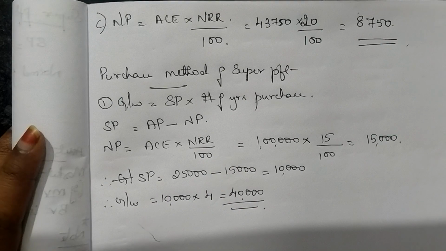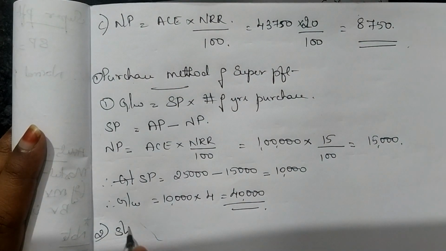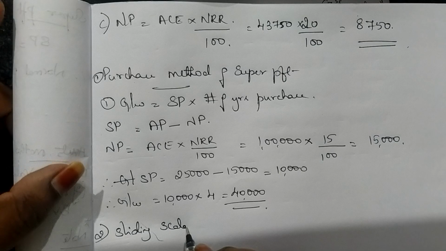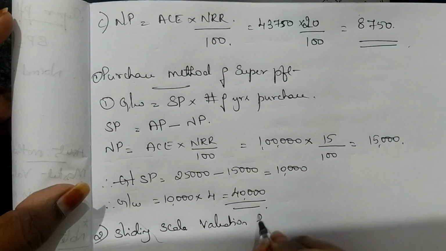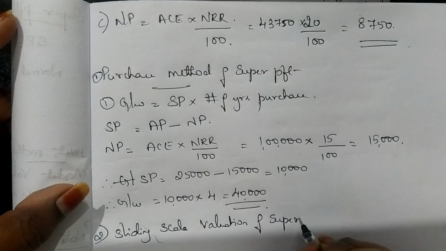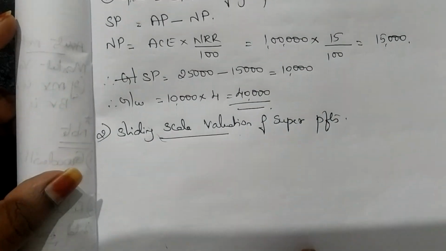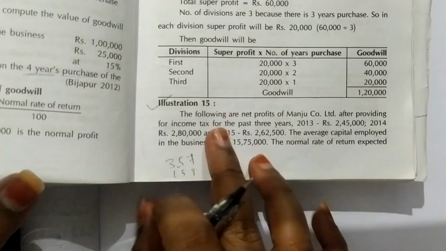Okay, I hope it is clear to all. This is first method. Second method is called sliding scale valuation of super profit. First I will read the question and then we'll go ahead with the problem.